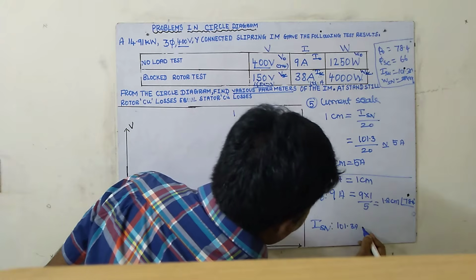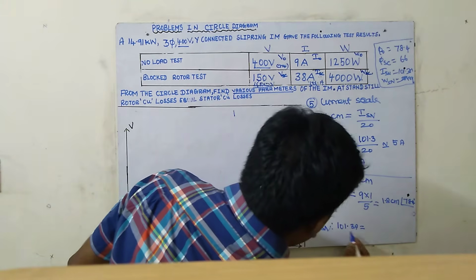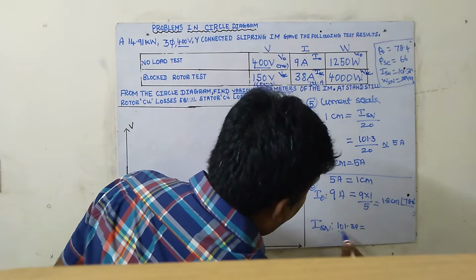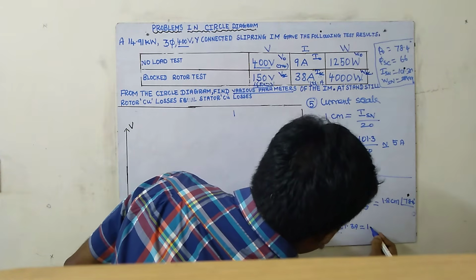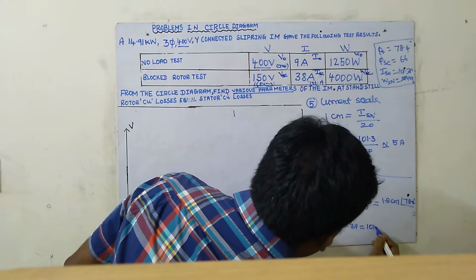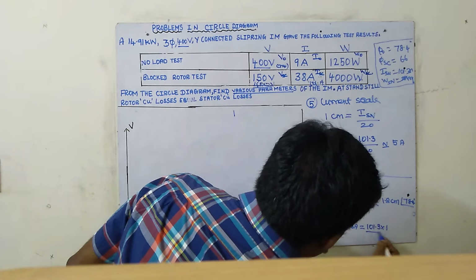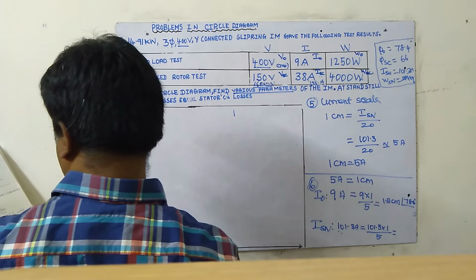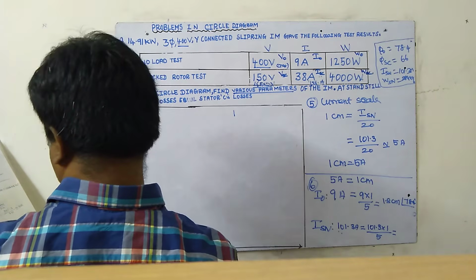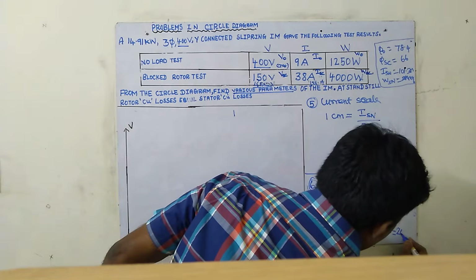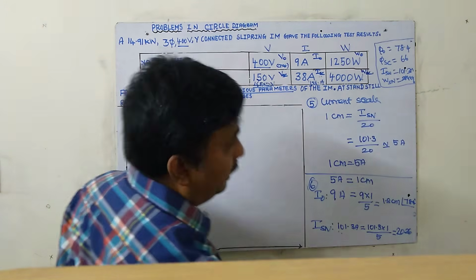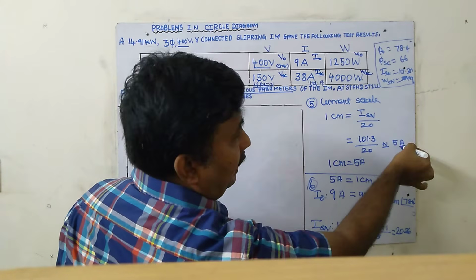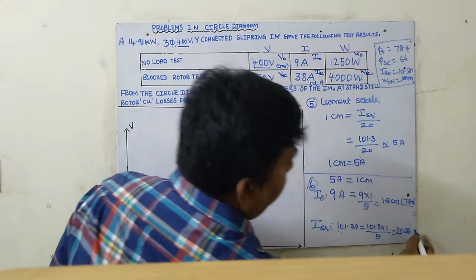101.3 amps. Cross multiply: 101 into 5 amps equal to 1 centimeter, then 101.3 amps equal to 101.3 into 1 divided by 5. What value do I get? Almost equal to 20, equal to 20.26. Definitely we will get 20 only, because we have taken ISN divided by 20 as the current scale. So this value will be almost equal to 20 centimeter.